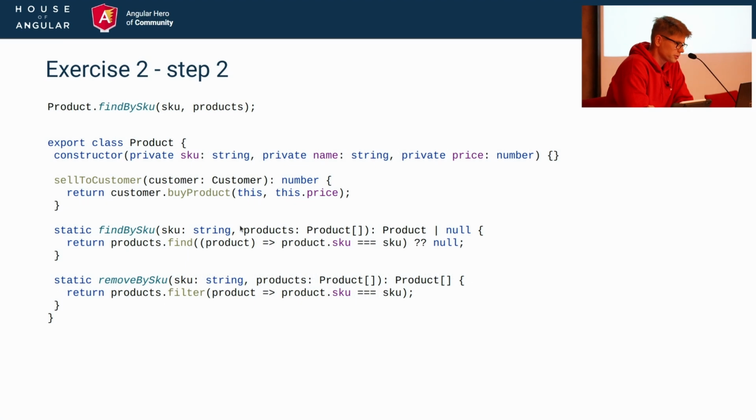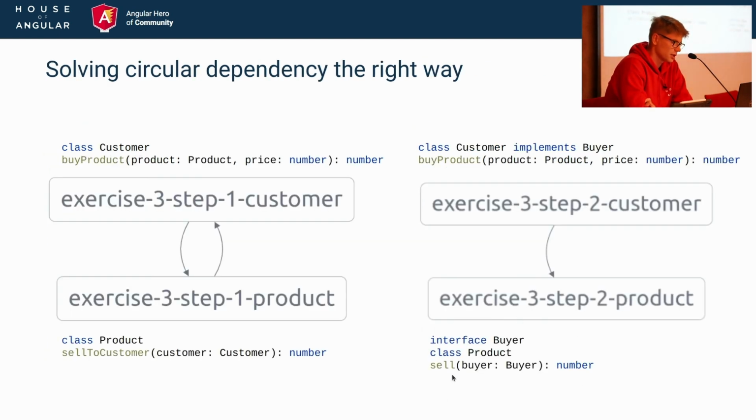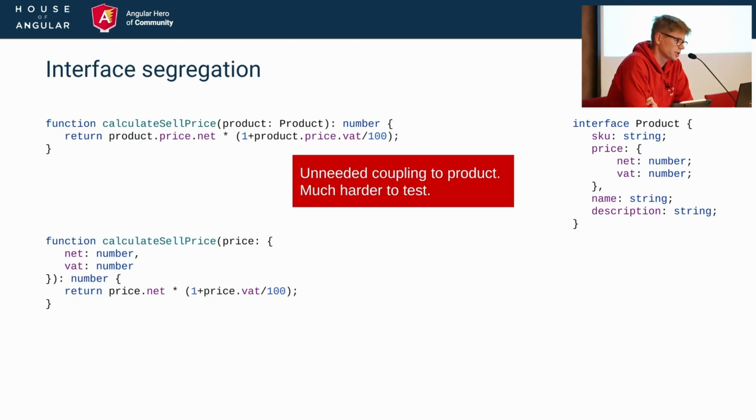If we are not the owner of this product instance, we still are able to access our private properties. In Angular, we mostly use the data structures, not the objects, and I will explain you what is the difference. Having the code like this gives you the possibility to test it without the real implementation. And wherever something is changed in this product, you will need to update your calculate sell price function.